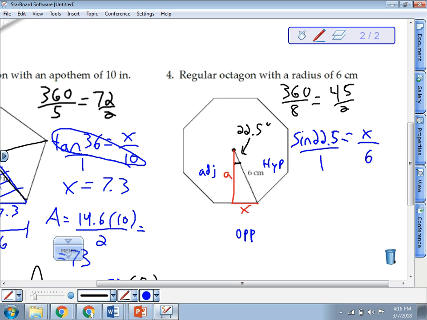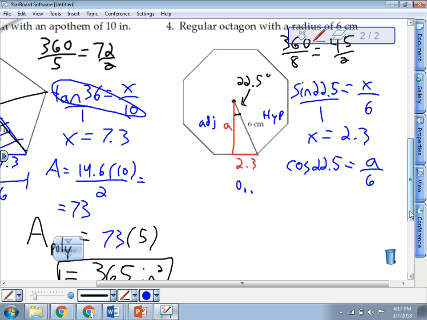Put that over 1, cross multiply. So x is going to equal, when we do that, 2.3. So I'm going to put a 2.3 here. Now I need to find the apothem. To do that, I'm going to use the adjacent and the hypotenuse. So I use cosine of 22.5 equals adjacent, which we're calling apothem, over the hypotenuse of 6. When you cross multiply, you're going to get A equals 5.5.